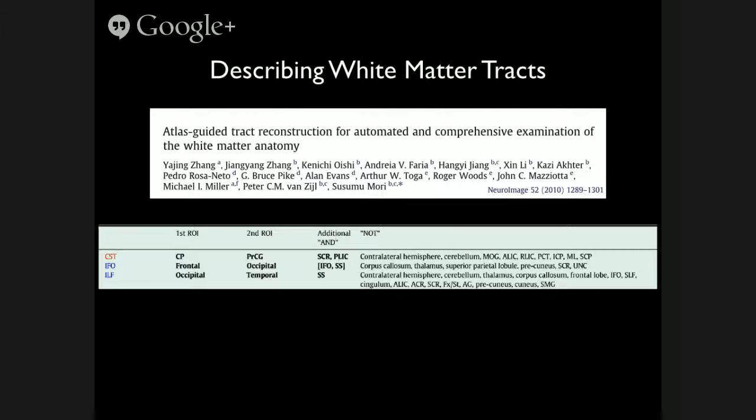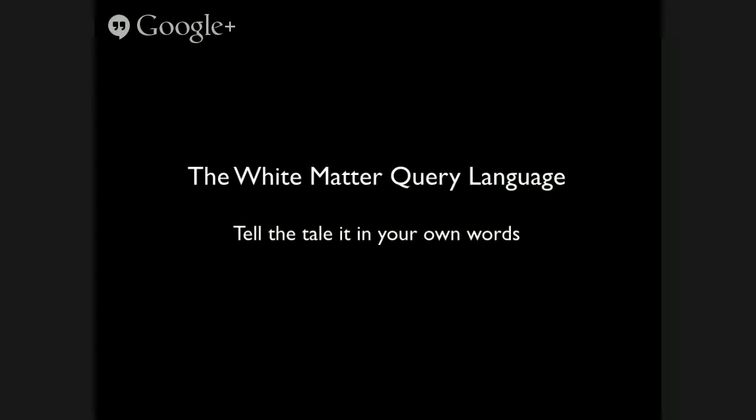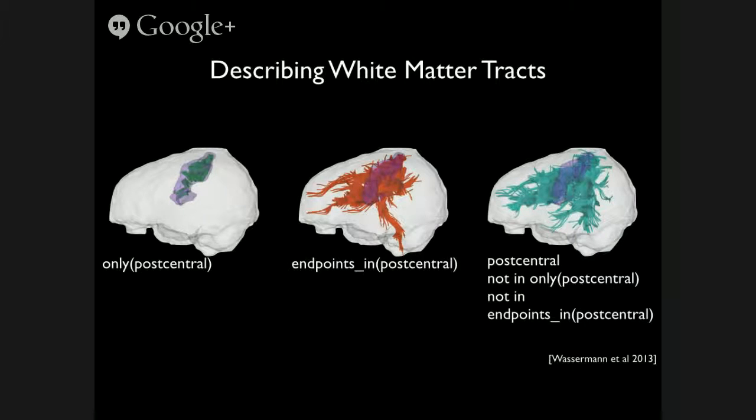Great. So the approach that I have been pushing for the past year and a half is something I call the white matter query language, or tell the tale in your own words. And the main idea of that is to be able to use words and descriptions in which you can type the description of your tracts in something that we try to make as close to neuroanatomy language as we can. We work with Nikos Makris a lot, who's a very prominent neuroanatomist, in analyzing and reviewing the neuroanatomy literature and trying to formalize the descriptions.